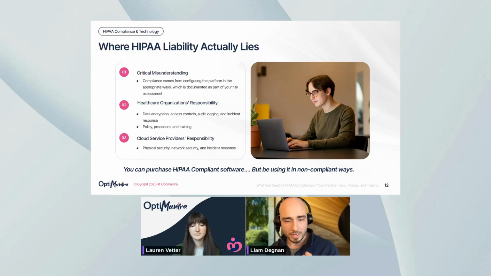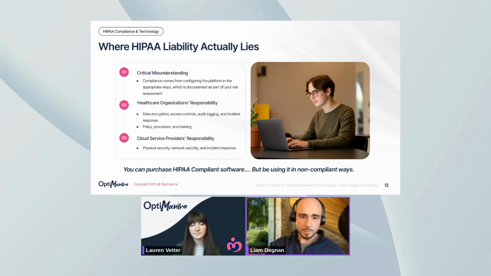I hate to say it this way, but it really doesn't matter what you're doing in practice. What matters is what you are able to prove on paper, because that's what the government would ask you for. So I don't want you to think of these things as, oh, I'm doing that.